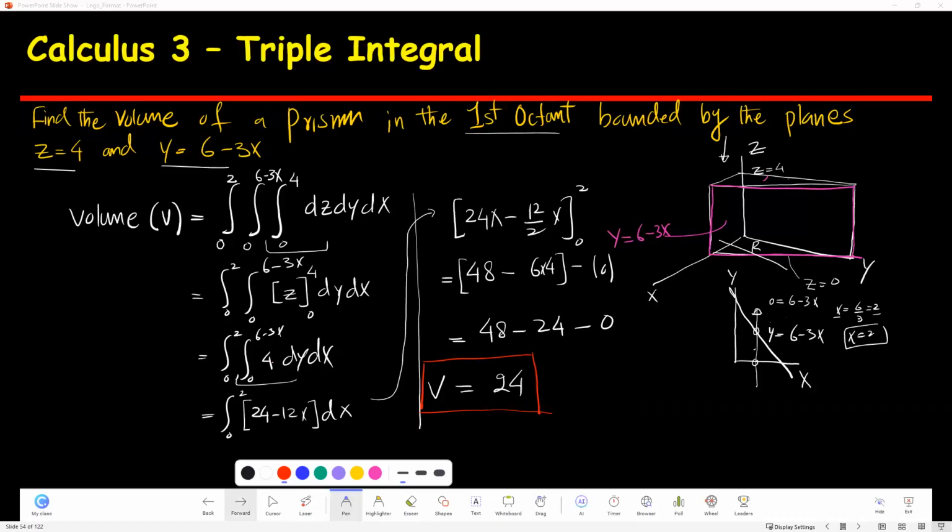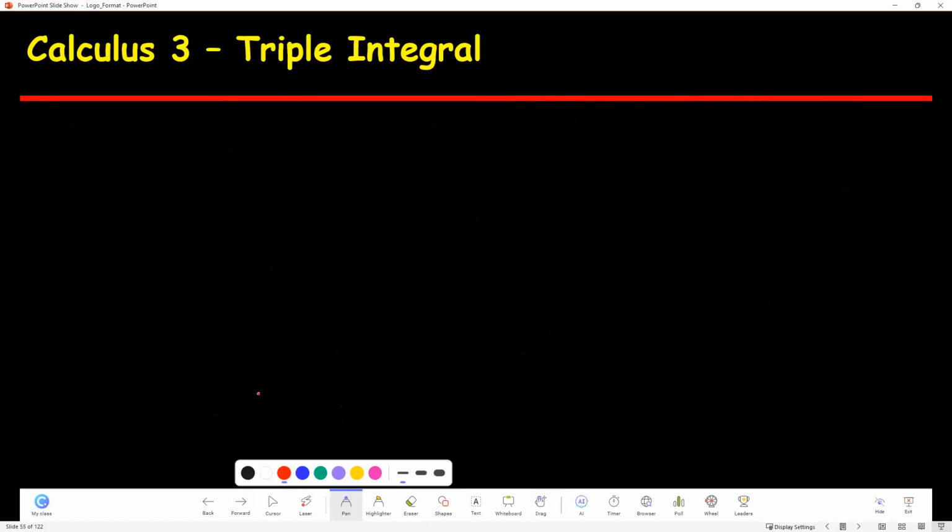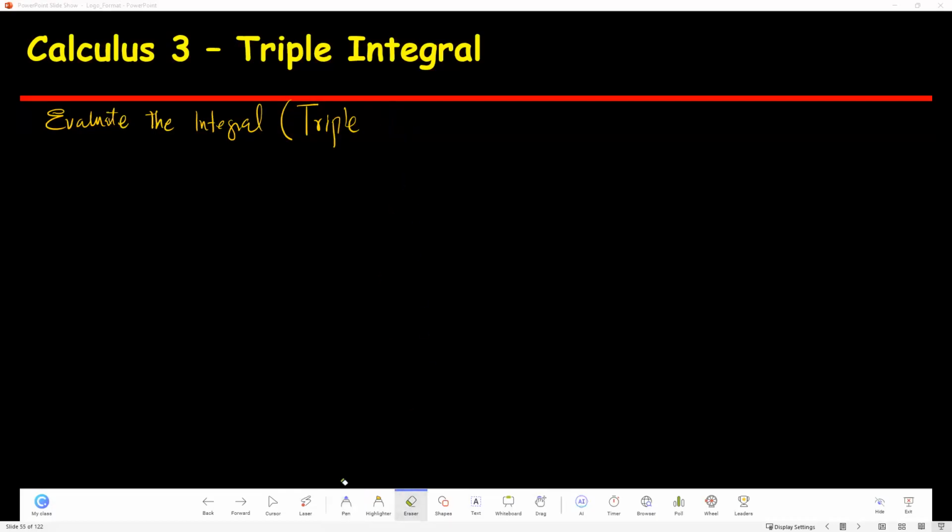Let's do another problem. I'm going to call another word here just so you know, we can keep it as a reference. Evaluate the integral, or we can call it triple iterative integral. Remember the topic when you start, we use the word iterative integral. Iterative integral means really we take the iterations, small dx, dy, dz. So triple iterative integral.